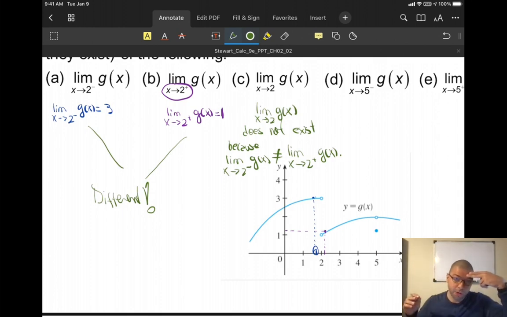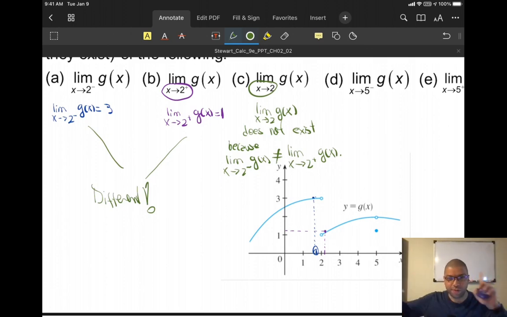The idea that I'm talking about is, this is asking me to pick values that are closer and closer to 2, and I see what g of those values is. If I choose like 2.1, then I get one value, like 3.1 or something. But then if I choose like 1.9 on the left of 2, then I get something closer to 1, or vice versa.